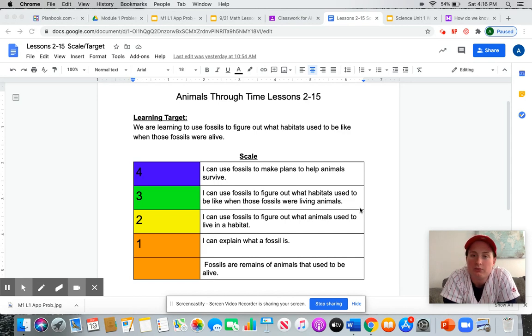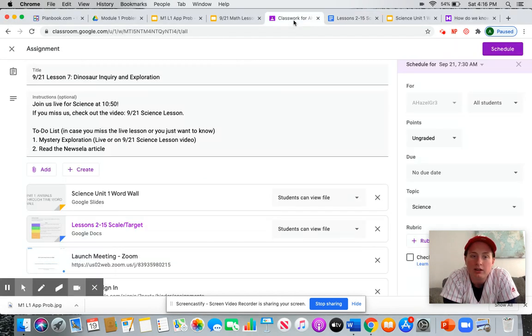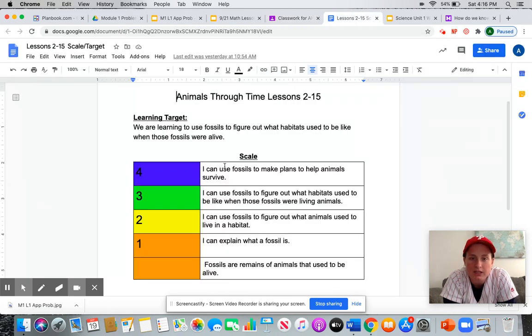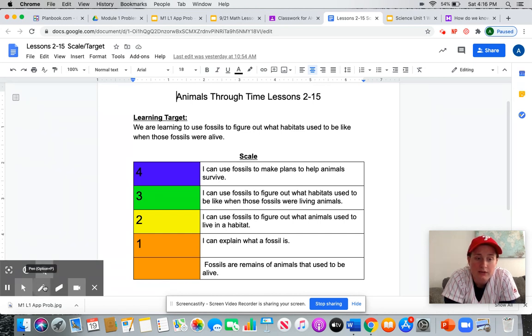All right, so we, believe it or not, are already on lesson 7 of the year. And we know that we're working on the same target all the way up until lesson 15. So what we worked on over the past few lessons has been explaining what a fossil is. We know fossils are remains of animals that used to be alive. A lot of times they're found in rocks or stone, things like that. So we're good. We can now climb up that ladder. Well, we now have climbed up the ladder.